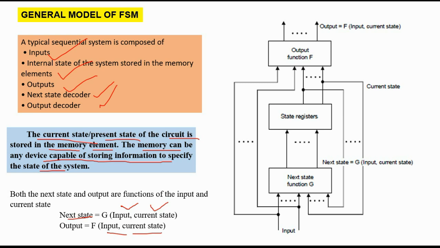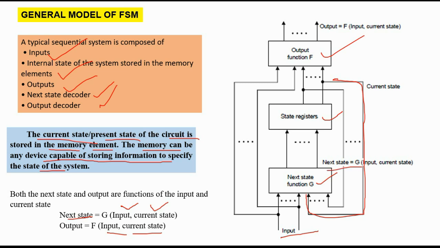And what you are watching on the screen on the right side is the model for the finite state machine. This is the output function. These are the state registers which hold the state; state registers are nothing but memory. So this is where all the states are stored, and this is the next state generation function, and these are the inputs, and the current state is fed back as an input.